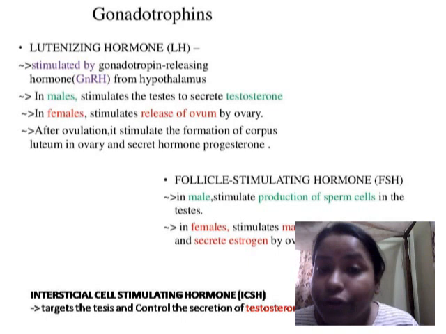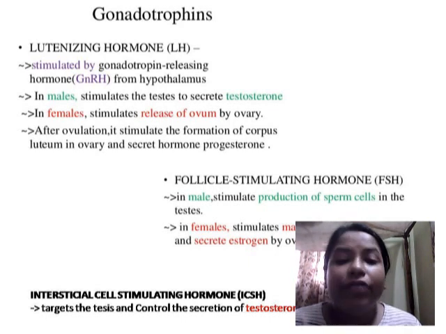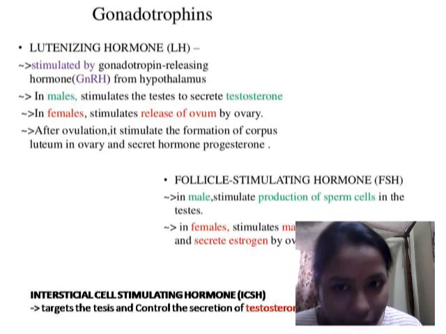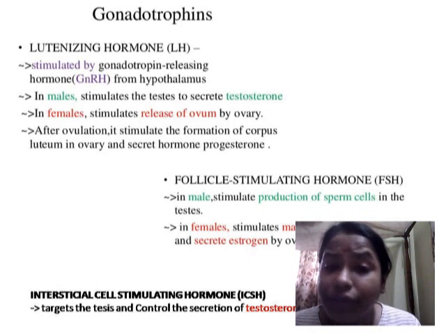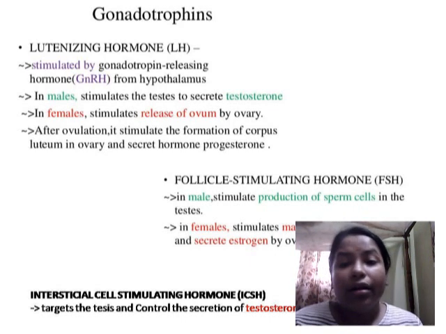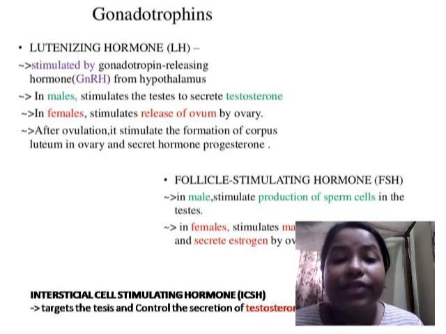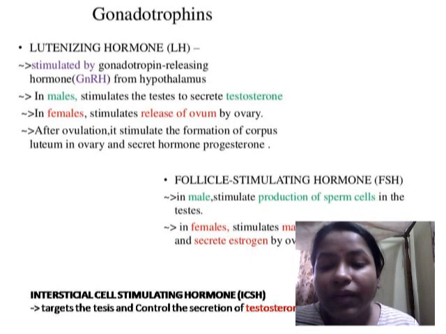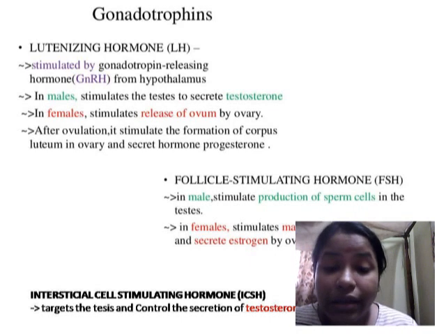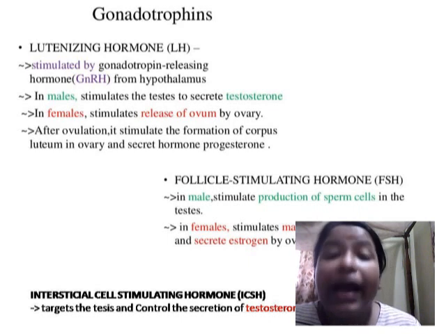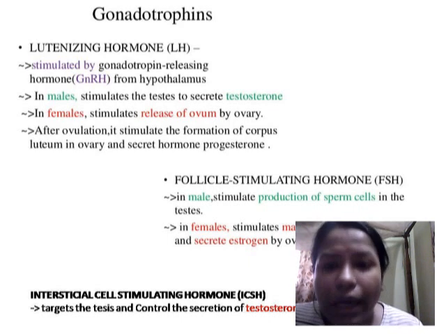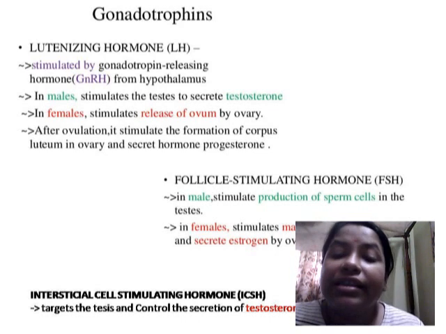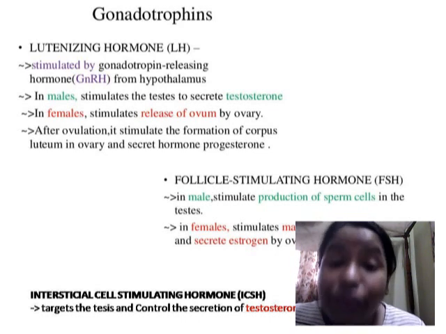The next one is gonadotropins. We have luteinizing hormone, follicle stimulating hormone, and interstitial cell stimulating hormone as gonadotropins. The first one is luteinizing hormone. In females, luteinizing hormone stimulates the release of the ovum by the ovary. After ovulation, it stimulates the corpus luteum formation and progesterone secretion also. In males, it stimulates the testes to secrete testosterone.